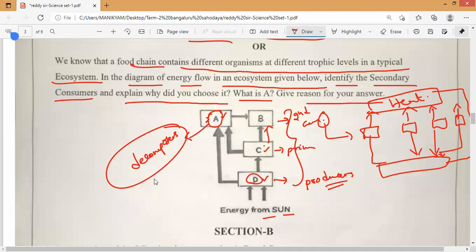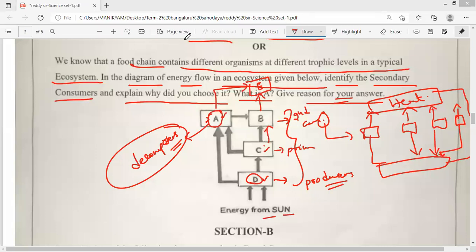Now if there is a tertiary consumer, it will come up here. Suppose something else, E, is mentioned, then E is called the tertiary consumer. The tertiary consumer is also eaten up by the same common one, which we can say are decomposers, the microorganisms. That is what you have to tell. So what is A? A is the decomposer. Give reasons for your answer: because it is the one that will eat all the plants, primary consumers, secondary consumers, everybody after their death.